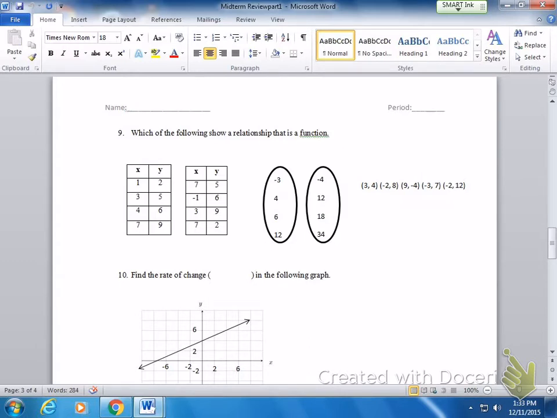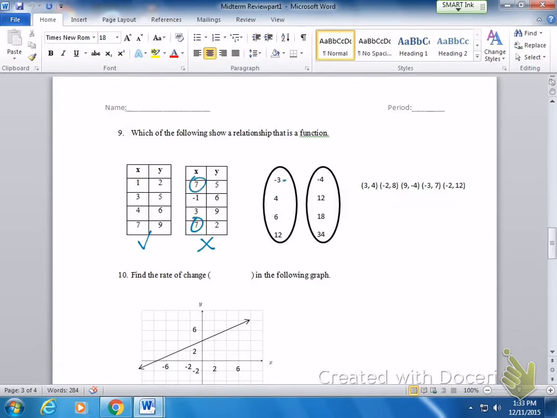So let's look at the first table. I've got 1, 3, 4, 7 for my x's, 2, 5, 6, 7. None of my x's repeat, so it is a function. But on the next one, I have 7, negative 1, 3, and 7. So I have 7 equaling 5 and 2, and that can't happen. So I'm going to say no. I can't have the repeating x's.